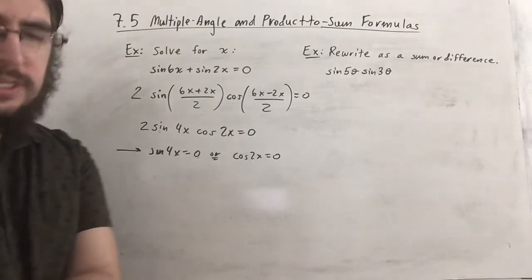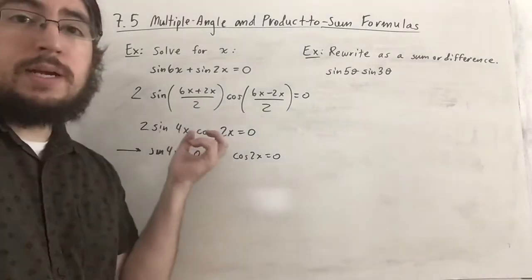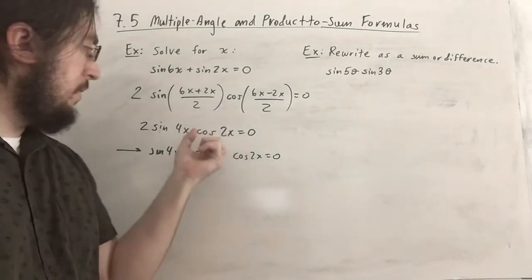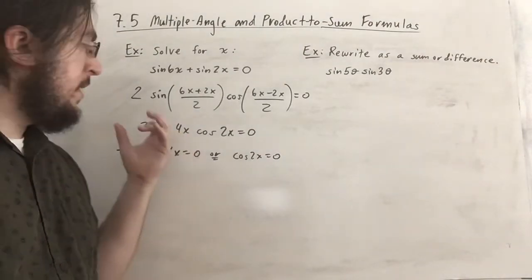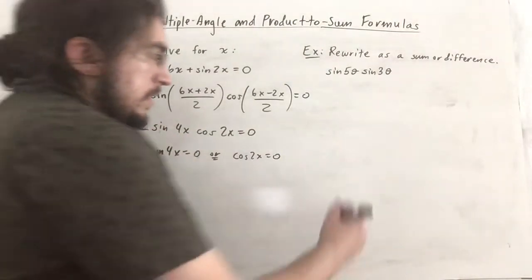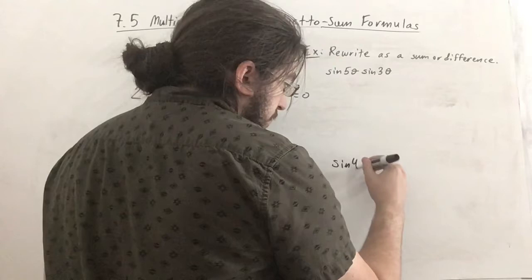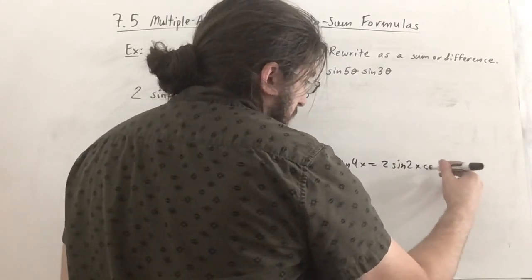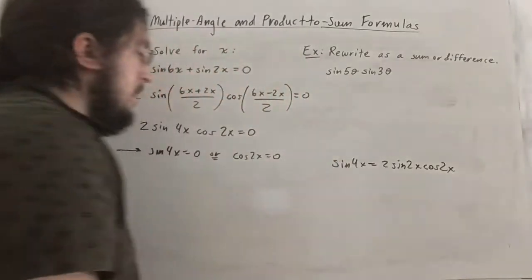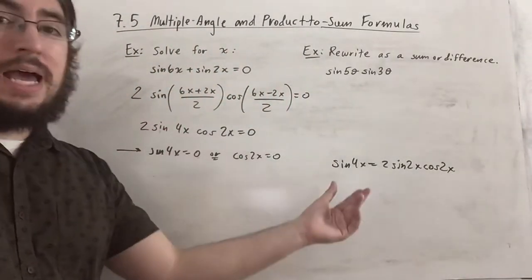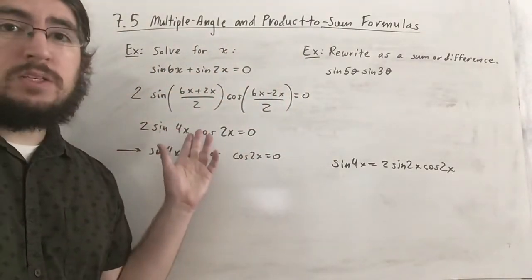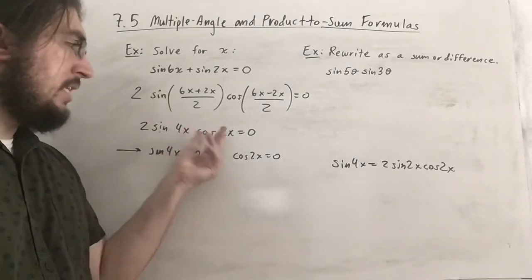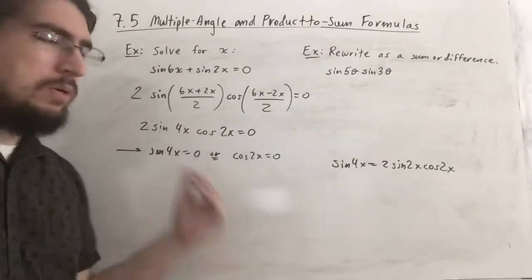Well, let me just say this. Cosine of 2x being 0 actually implies that sine of 4x would be 0. Because sine of 4x, using the double angle formula, is 2 sine 2x times cosine of 2x. So if we replace this with that, we get 2 sine 2x times cosine of 2x. But more importantly, that's already contained in this. So we'll actually see that when solving.